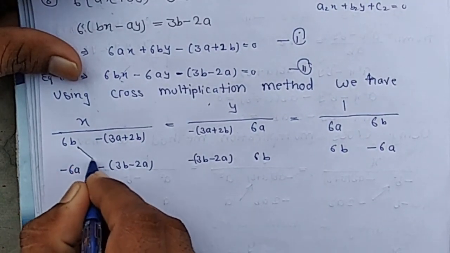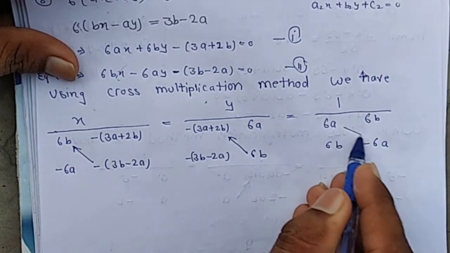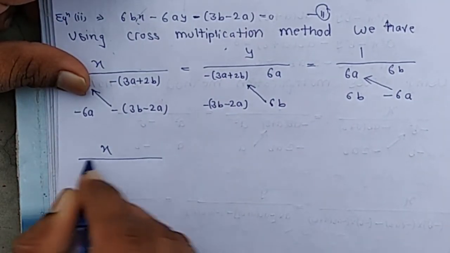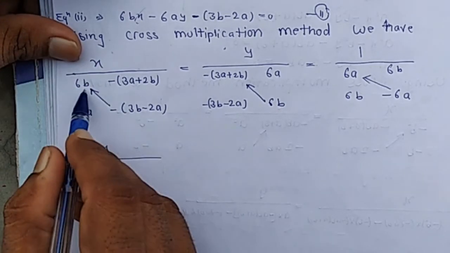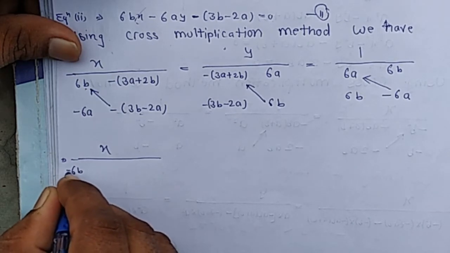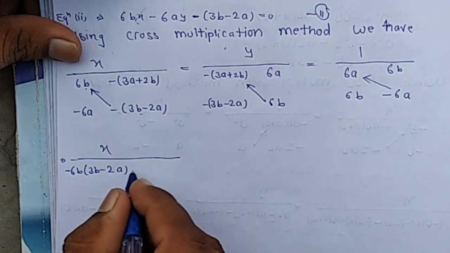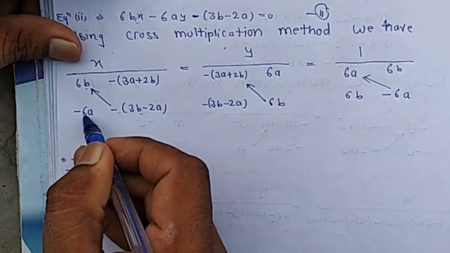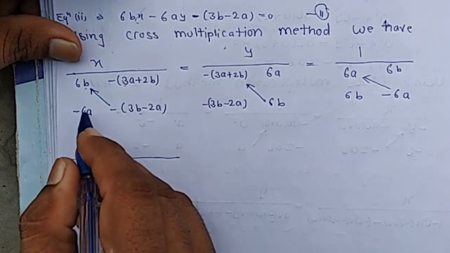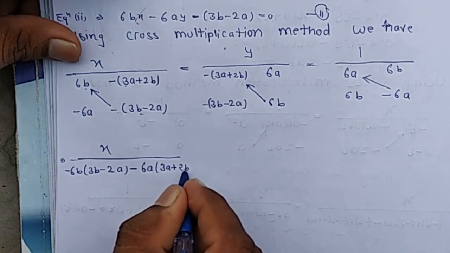Now multiply this term to this, we have x by 6b into minus 3b minus 2a, then 6b into 3b minus 2a, put the minus sign, minus 6a into minus 3a plus 2b, minus into minus plus, and 6a into 3a plus 2b.